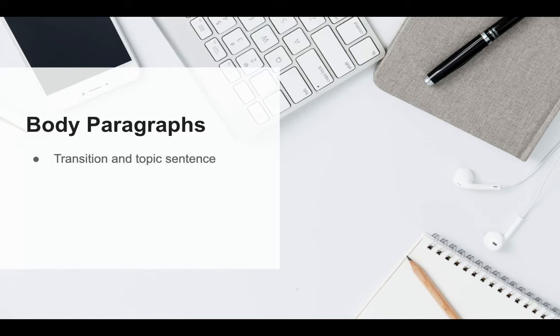The first is some sort of transition and topic sentence. This might be two sentences, it might be all one, but you need to have a transition and topic sentence. You need to have your evidence, and you need to have some sort of elaboration where you explain why that evidence matters or what it really means.